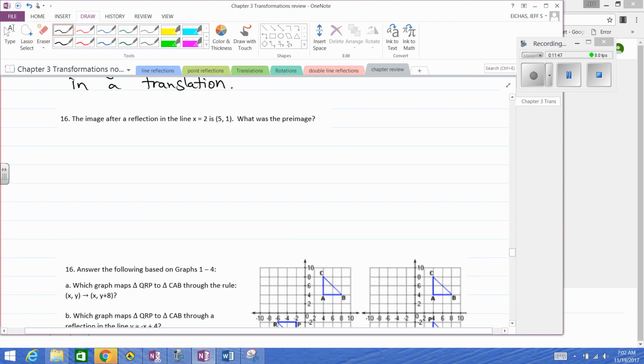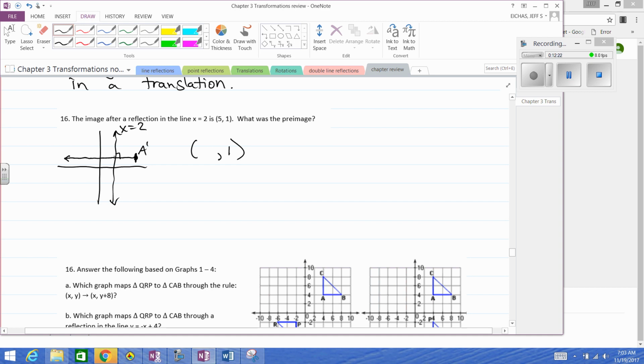All right, what's the image after reflection over the line x equals 2? So here's the line x equals 2. Move over 2. 5, 1 would be about right there. Maybe too high, but let's call that A prime. If I was looking for A, it must have been perpendicular, this way. So it's going to be somewhere where we don't know the x, but we know the y is going to stay 1. So perpendicular.